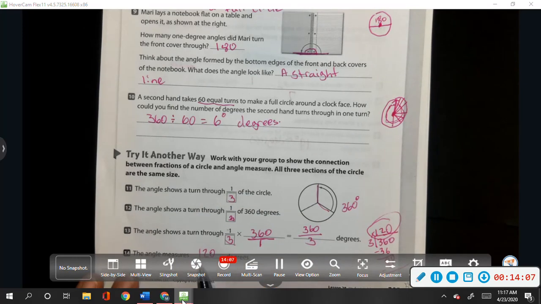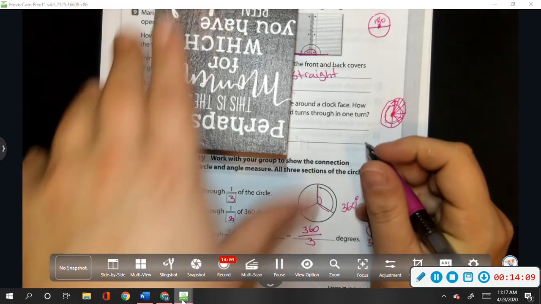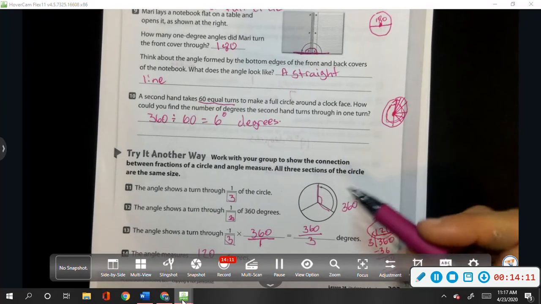Now, if this angle is worth 120 degrees, Katie, stop moving stuff.